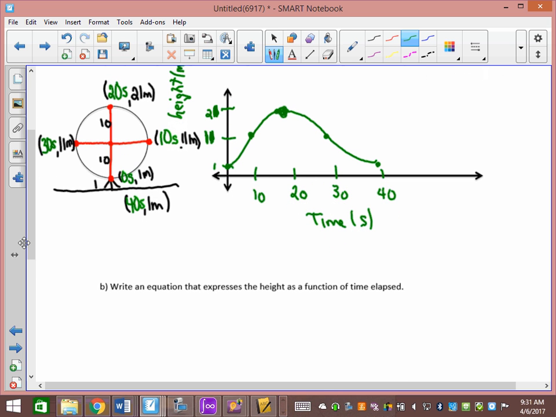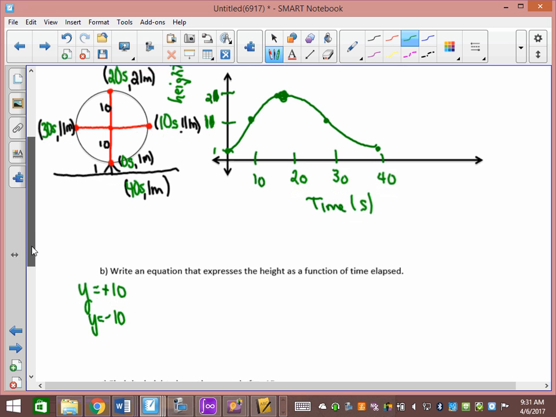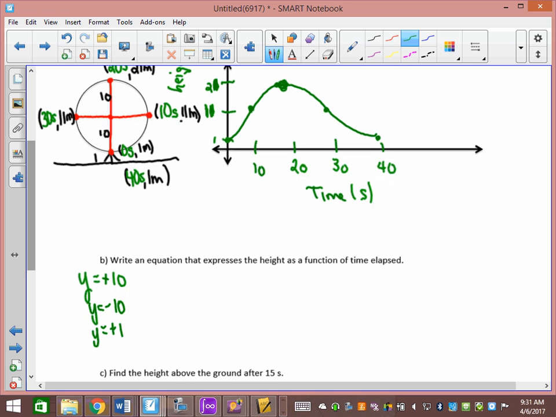We're going to write an equation as time elapses. So I'm going to write all 4. So y equals, what's my amplitude? What's my A? It's the radius. Remember? Amplitude, radius, same thing. So plus 10, minus 10, plus 10, minus 10, sine, cos, cos.